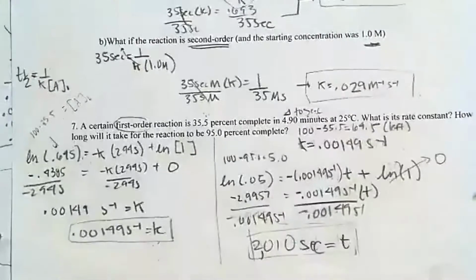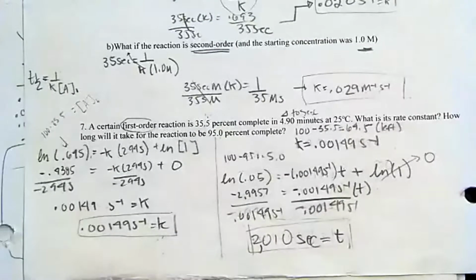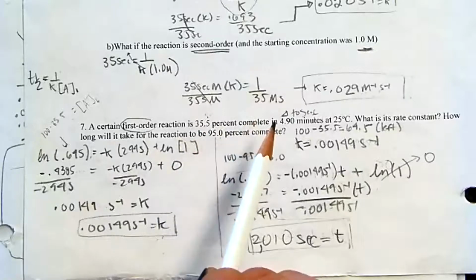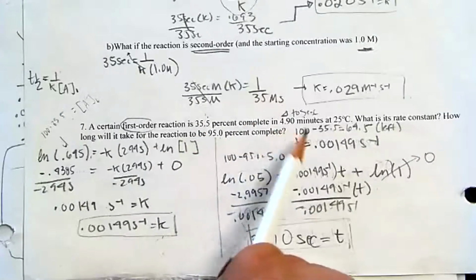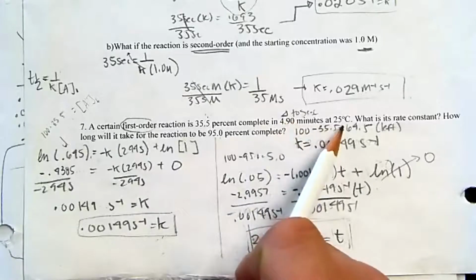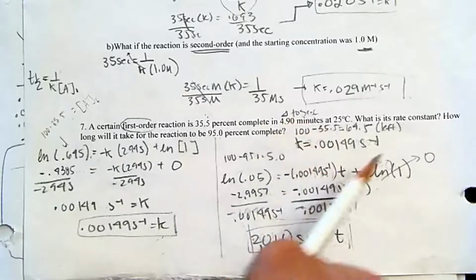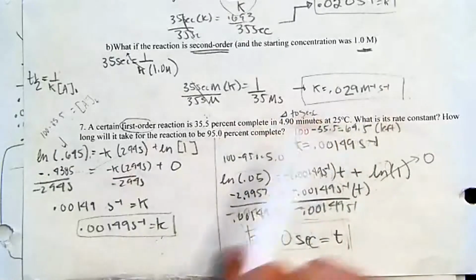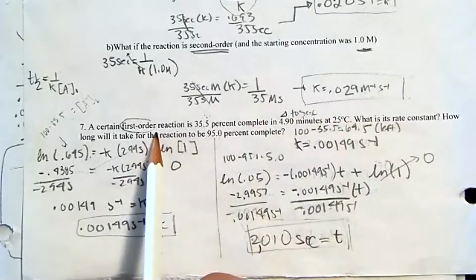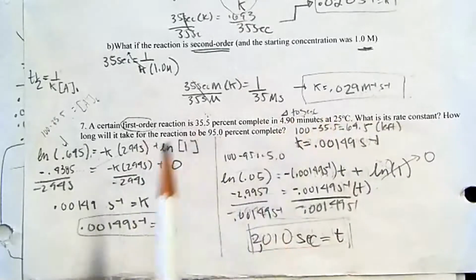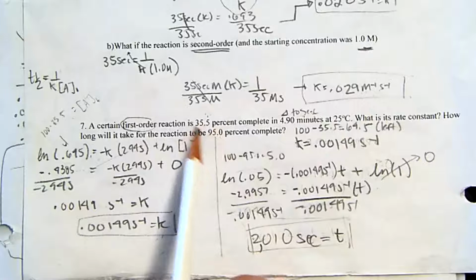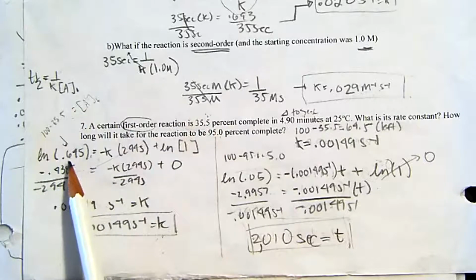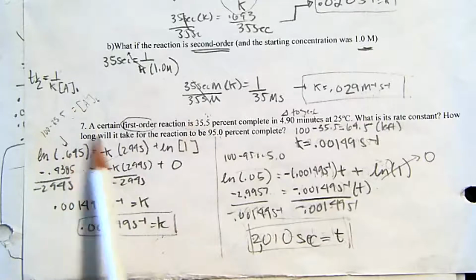And then number 7, before we get to the graphing situation, a certain first order reaction is 35.5% complete in 4.9 minutes. So I got to change those to seconds at that temperature. Okay, great. That's room temp, so nothing funky. Because remember, K changes when temperature changes, but it's not going to go in any of our things here. What is the rate constant? So I know it's first order. I have my time, and this much has been consumed. So 100 minus that, 64.5 is left.